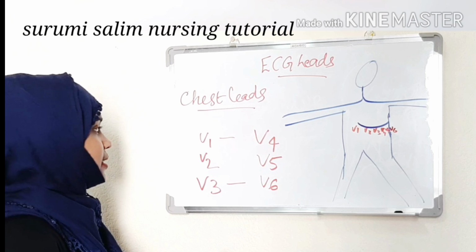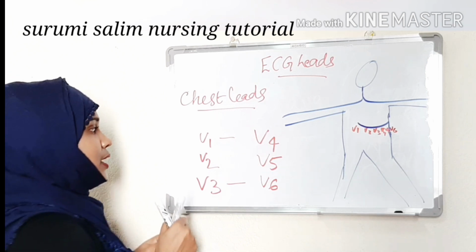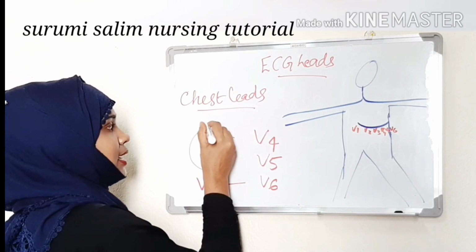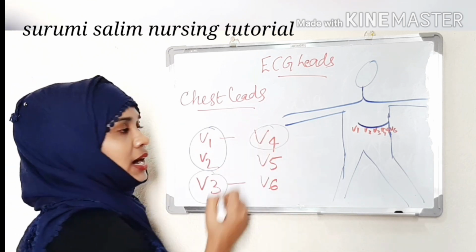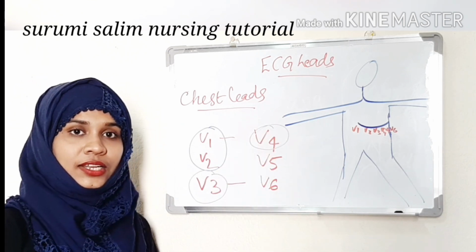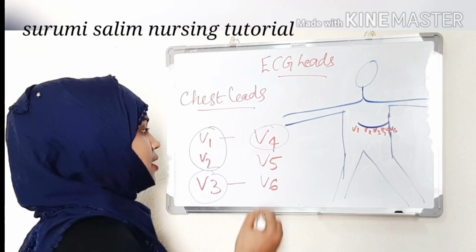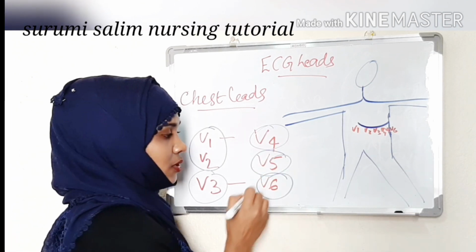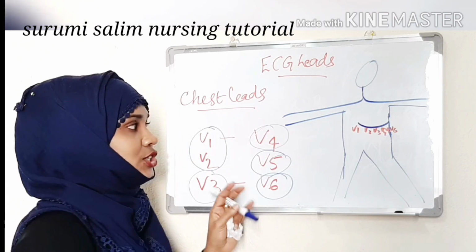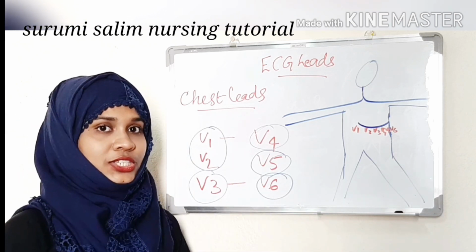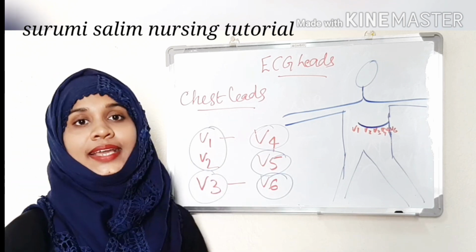Okay, and V1 and V2 are otherwise called anterior septal leads. V3 and V4 are otherwise called anterior apical leads, and V5 and V6 are called anterior lateral leads. So these are the chest leads which give horizontal plane view in the 12 lead ECG.